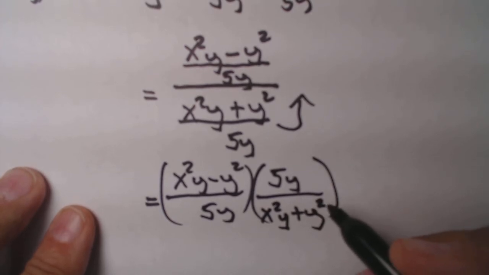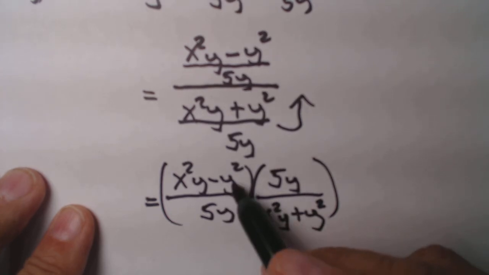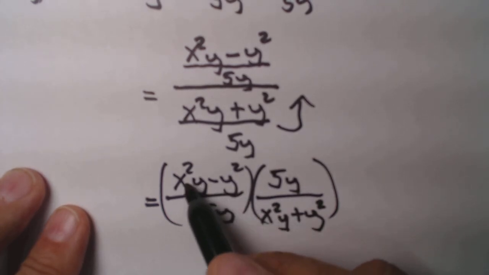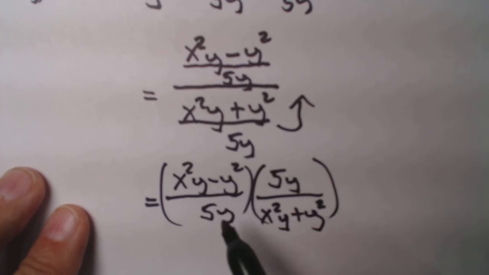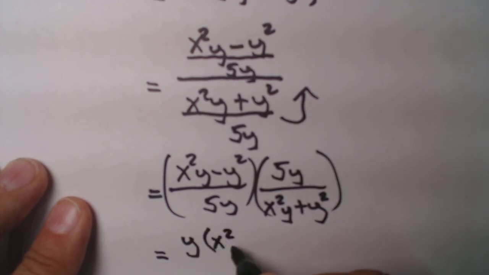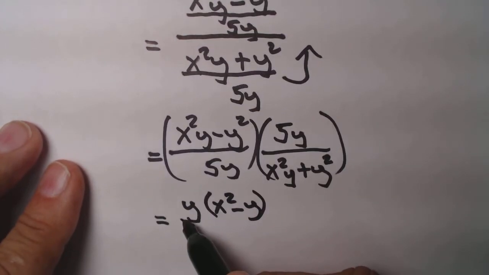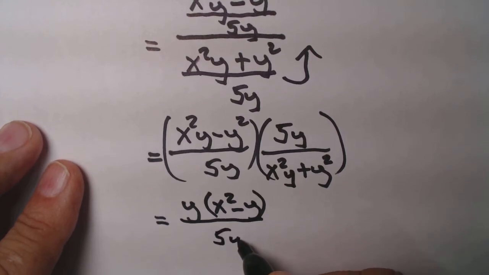Now, again, before we can do any cross-canceling here, any of these guys that are more than single terms, we've got to factor them. And notice there's a common y up here in this first guy. So I can write this as y times x squared minus y. Okay, that's my top up here, all over, of course, 5y.